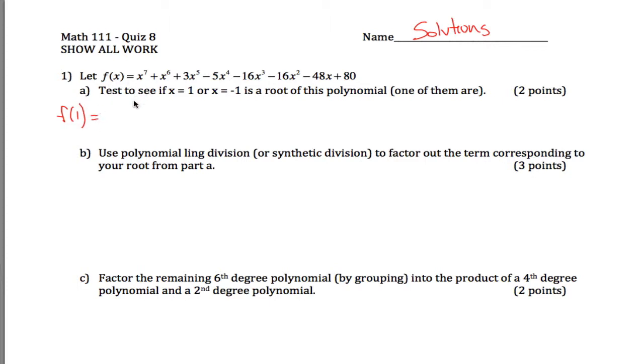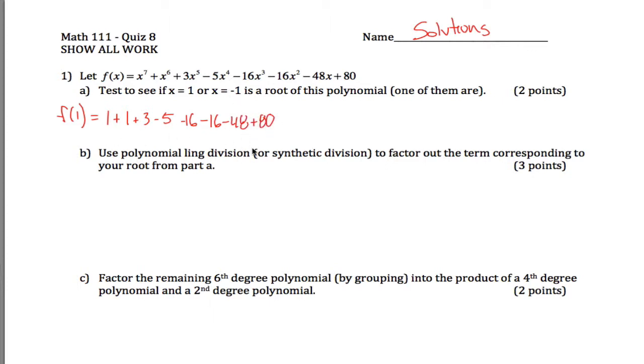If we see an x, replace it with the 1. And if we get 0, it's a root. If we don't, it's not. So 1 to the 7th power is just 1. 1 to the 6th power is 1. 3 times 1 to the 5th power is 3. 5 times... we all write instead of talk.